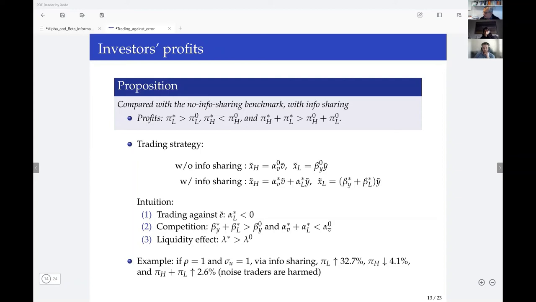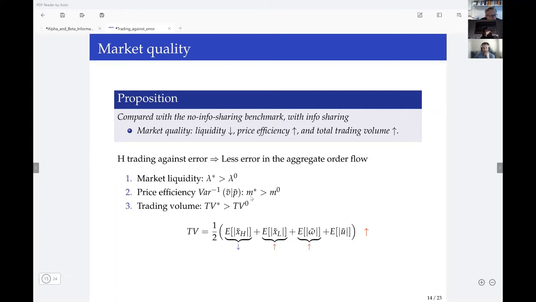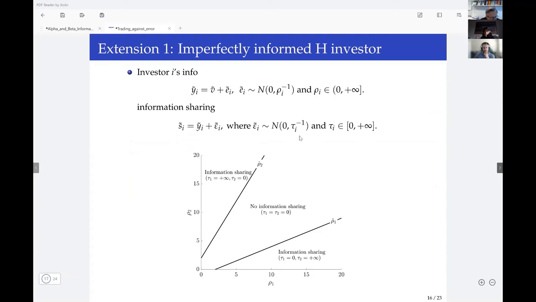And we also show market efficiency becomes higher because both investors have more information. And we do some extensions. So one extension is we allow both investors to have noisy signals. So this is rho one, the precision of the first investor, rho two is the information of the second investor. So if rho one and rho two are very close to each other, so it's a 45 degree line, there's no information sharing. If they are very, very similar.